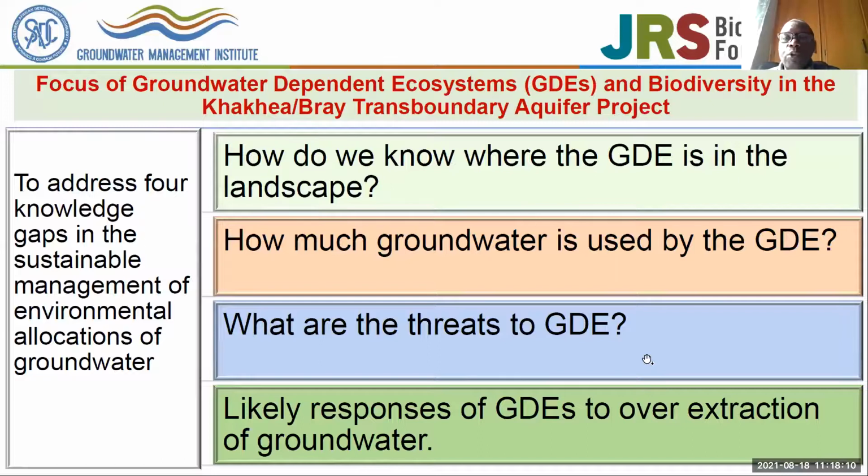So coming closer to home, even closer, the project on groundwater dependent ecosystems and biodiversity in the Khakhea Bray Transboundary Aquifer is intended to address 4 knowledge gaps in the sustainable management of environmental allocations of groundwater. So we have 4 questions. How do we know where the GDE is in the landscape? How much groundwater is used by the GDEs? What are the threats to GDEs? And likely responses of GDEs to over extraction of groundwater.